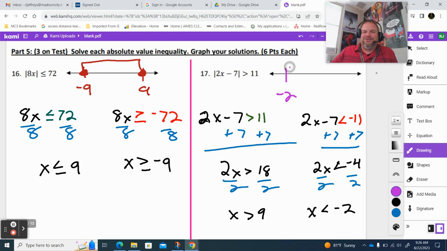All right, so -2, open circle, and 9, open, and that way. All right. These again, 6 points each because there's two problems, two different things. The good news about part five is you can do the same operations on both of these once you split them. Okay.